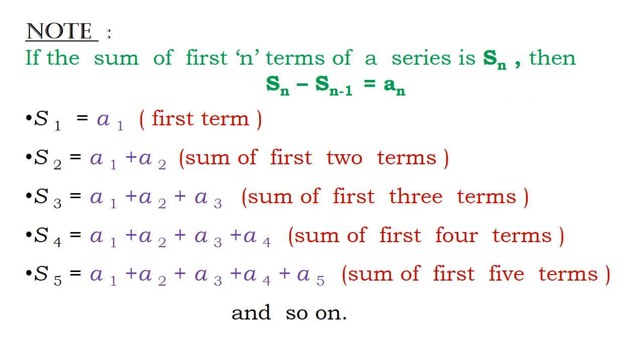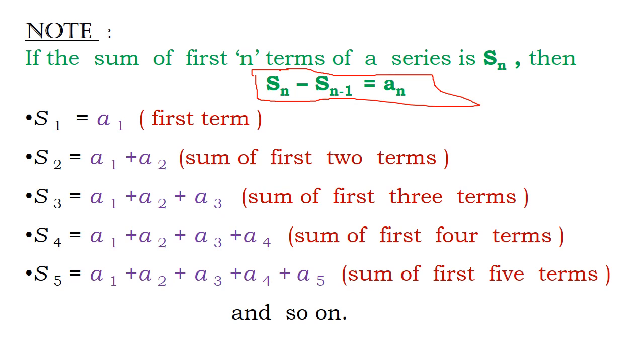So here you have a note. If the sum of the first n terms of the series is Sn, then Sn minus Sn minus 1 is equal to An. It is a very important concept. So 1 mark questions are based on this concept. So remember this relation: Sn minus Sn minus 1 equals An.